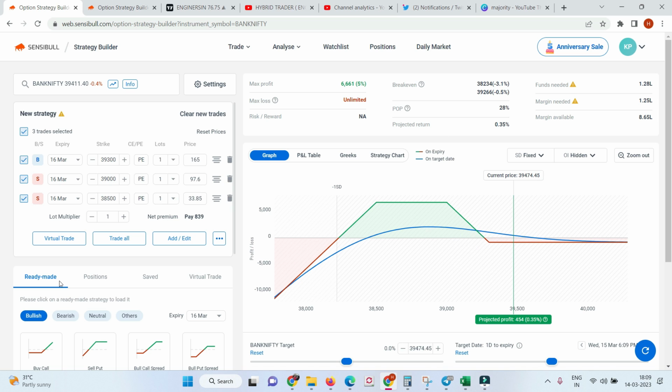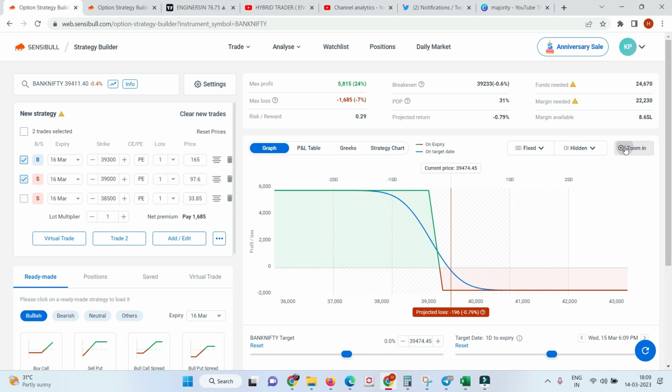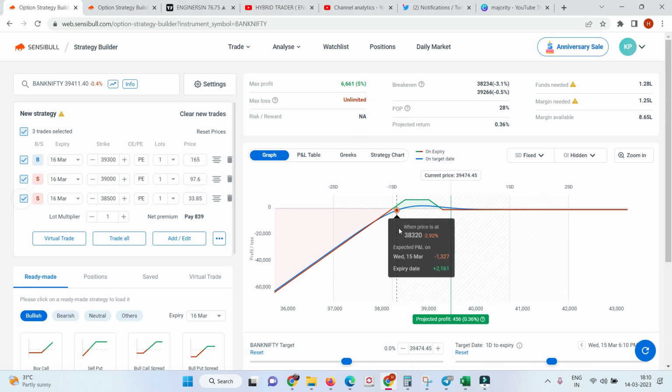Basically, we deploy the put ratio spread if your view is sideways to mildly bearish. If it is super bearish, it's not a good practice to deploy a put ratio spread. Rather, you can go for a debit spread. So what did I do here? I've just deselected this. If your view is completely super bearish, go for a debit spread. But if your view is sideways to mildly bearish, then go for this ratio spread.